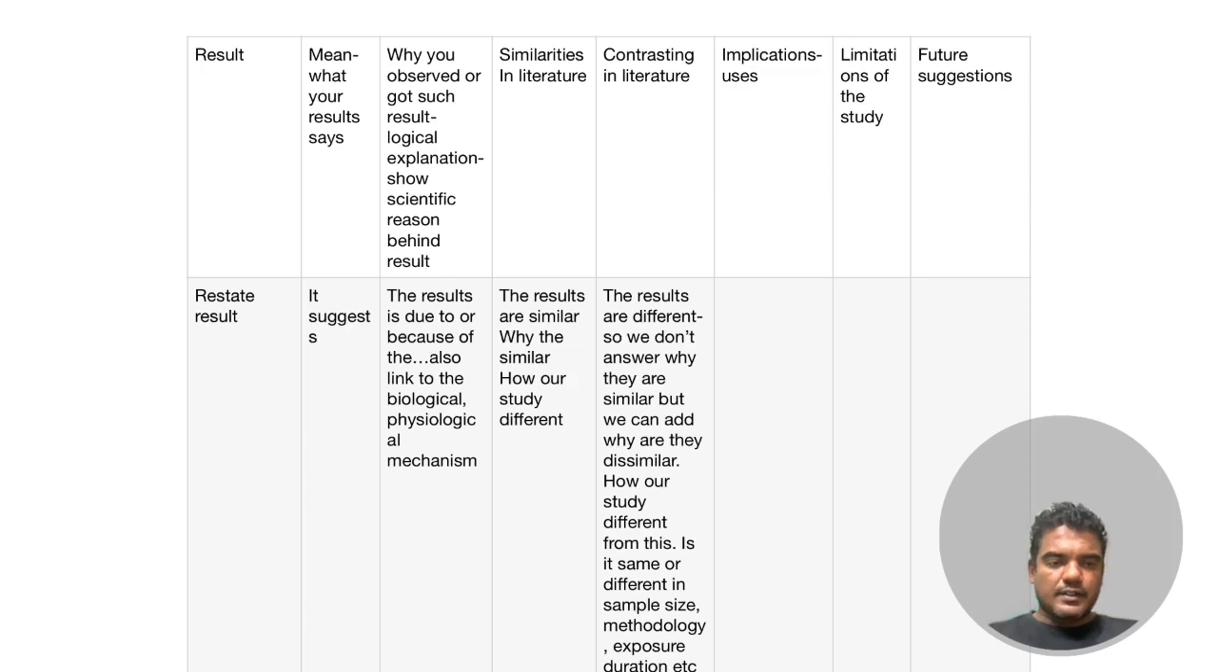Hi everyone, in this video I will explain how to write the discussion section of a research paper. The discussion section is a very critical part of the research paper which determines the acceptance of your paper during the review process. Moreover, writing the discussion section is very difficult because there are many elements to be covered in it.